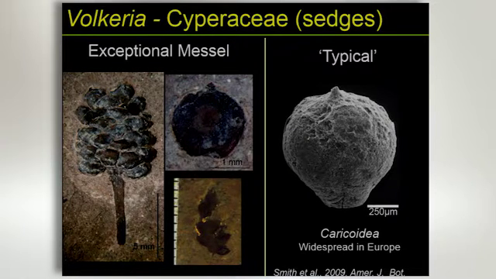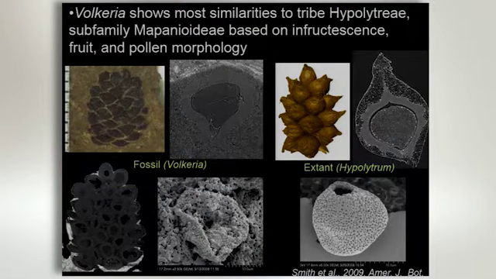So again, the exceptional preservation meant we could look at these in a lot more detail, and we used SRX-TM again. Since they were quite difficult, we tried embedding them and they just would not section. So I won't bore you with all the details, but basically all the structure of the fruit and the pollen was most similar to this tribe Hypolytreae and subfamily Mapanioideae within the Cyperaceae. So that was pretty distinctive.